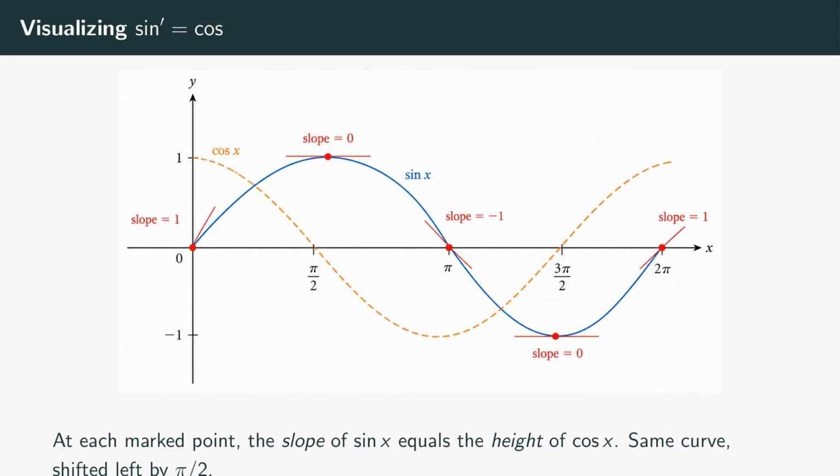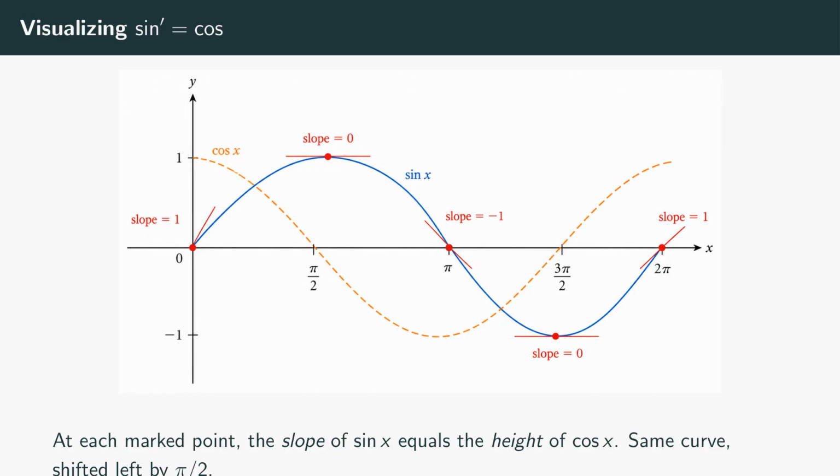Look at the picture. The solid blue curve is sine of x, the dashed orange curve is cosine of x. At x equals 0, sine is climbing through the origin at slope 1, and cosine of 0 is 1. The slope of sine matches the height of cosine. At x equals pi over 2, sine has reached its maximum. The tangent line is horizontal, slope 0, and cosine of pi over 2 is 0.